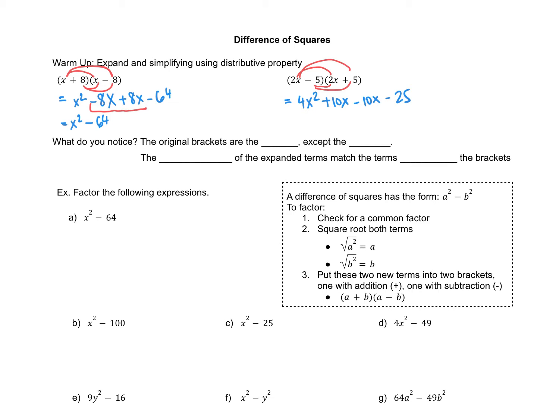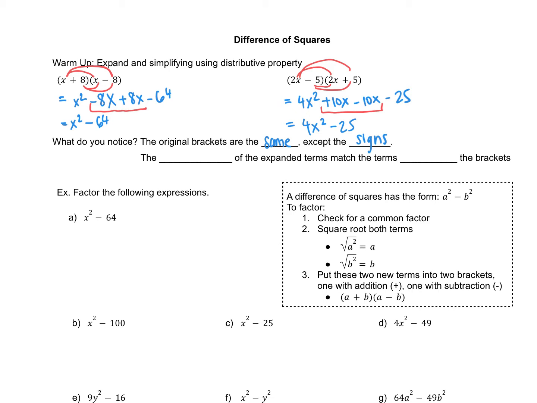And once again, you will notice that in the middle, the x terms disappear. That will always happen if you have the same brackets with opposite signs. So let's look at our observations. The original brackets are the same, except for the signs. And that's an observation we made at the start.